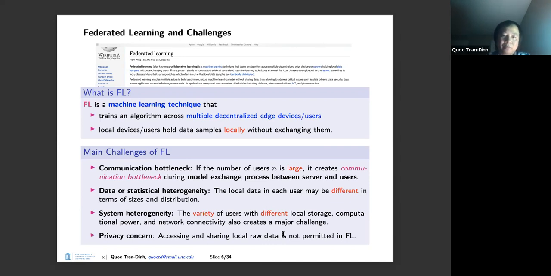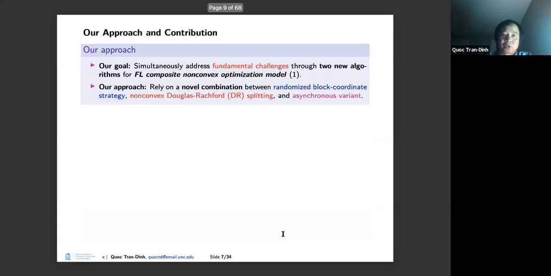So because of those challenges, this requires some sort of rethinking in developing the algorithms for this kind of models. So our goals in this work: we try to handle some of the challenges we identified above in order to solve the problem.